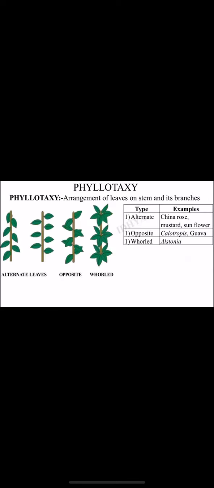And the next is phyllotaxy. Phyllotaxy means the arrangement of leaves on the stem and its branches. Phyllotaxy is of three types. First one, alternate. Alternate means a single leaf arises at each node. You can see this picture, alternate leaves. In opposite, a pair of leaves arises at each node and lies opposite. In whorled, more than two leaves arise at a node and form a whorl. Examples for alternate: China rose, mustard, sunflower. Opposite: calotropis, guava. For whorled: alstonia.